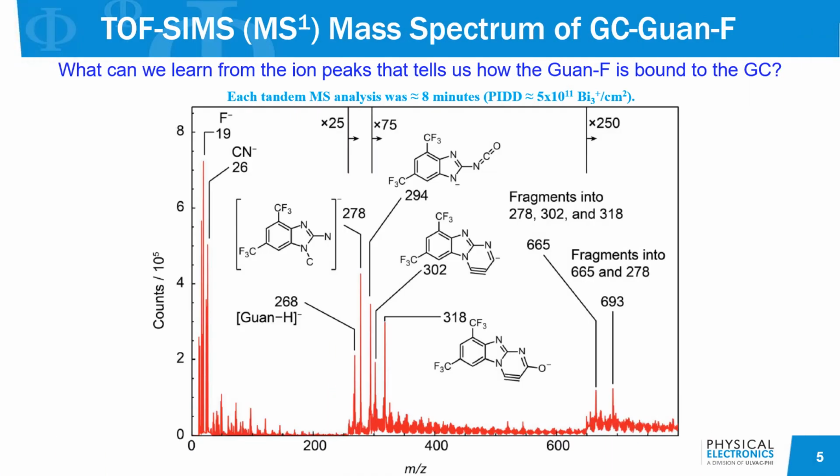So here we're looking at the TOF-SIMS mass spectrum, or what we call the MS1 spectrum, of the fluorinated guanidine molecules condensed onto the graphitic carbon surface. So what we can see here is that at high mass to charge ratio, we have a couple of peaks at 665 and 693. And what we know by doing tandem MS analysis on these peaks is that they fragment into these smaller structures that appear between a mass to charge ratio of 250 and 320.